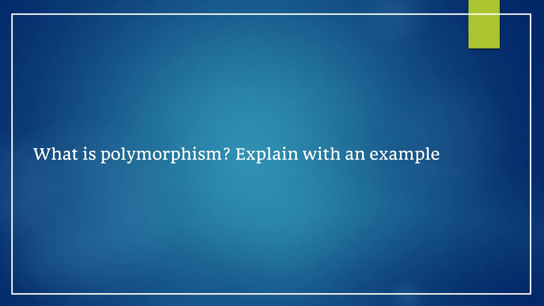Polymorphism mainly has two major concepts. One is called compile time polymorphism. The other one is runtime polymorphism. Compile time polymorphism has operator overloading and method overloading. Operator overloading is not supported in Java. Method overloading is the only one supported.